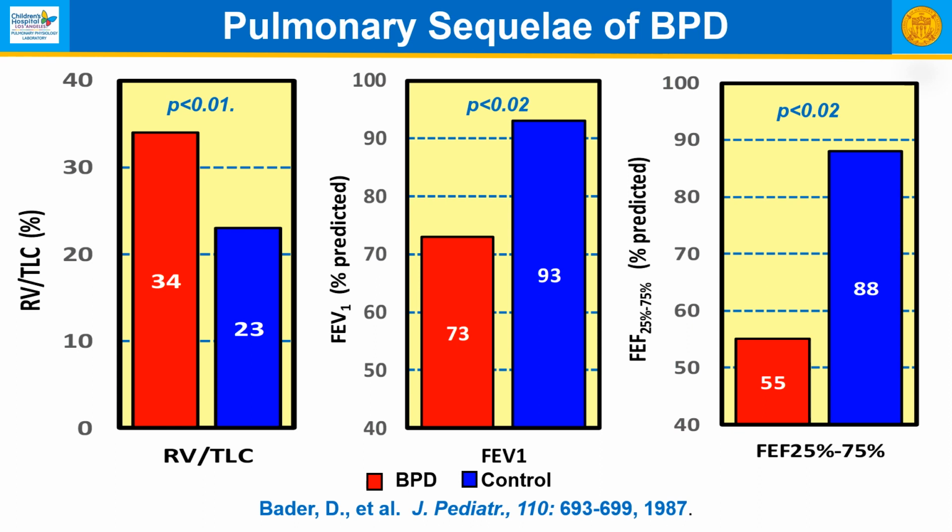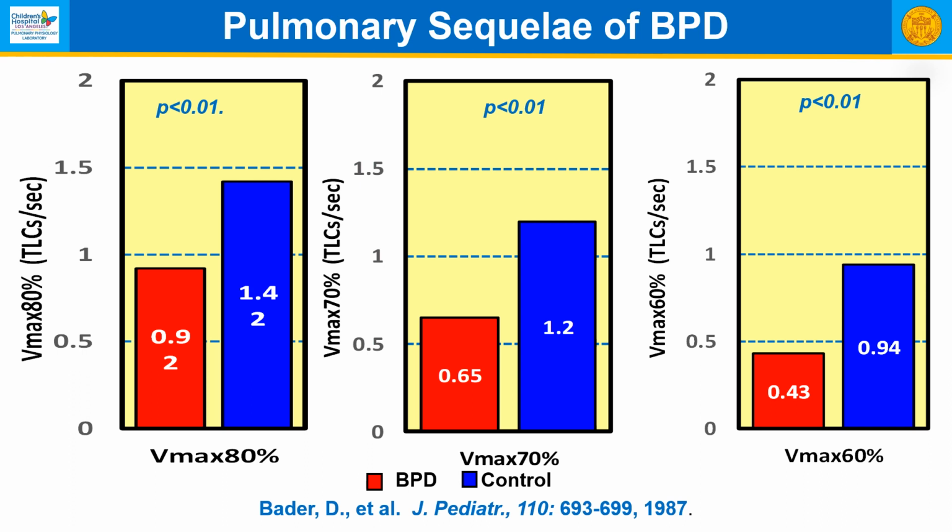But also RV/TLC and the flow rates, FEV1, FEF 25-75, significantly different in this group of kids who were, I should say, asymptomatic. These were not kids being followed in pulmonary clinic, but these were kids who had BPD but were not, to the best of their knowledge, having any problems. The Vmax 60s now, across the board, 80, 70, and 60, all significantly decreased. And the beauty here is that this reflects flow corrected for the lung volumes at which they're measured.